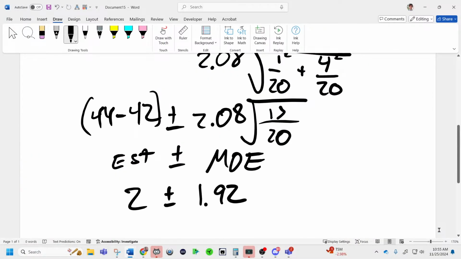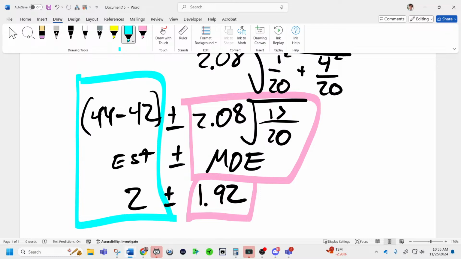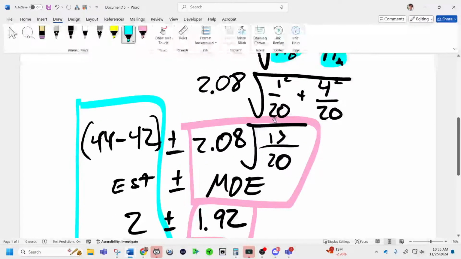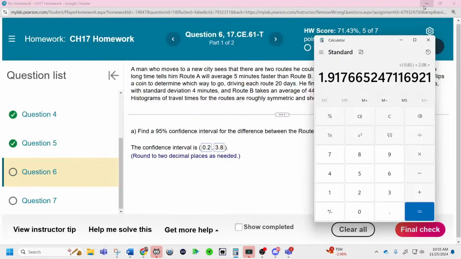I see what you did, Noel. The margin of error is everything over here. So this is the margin of error. And the estimate is everything over here. The margin of error is after the plus or minus. Yep. I see what you did. The 2.08 comes from that. You have to times it by the standard error. That last part is the standard error of the difference. And so that's going right there.